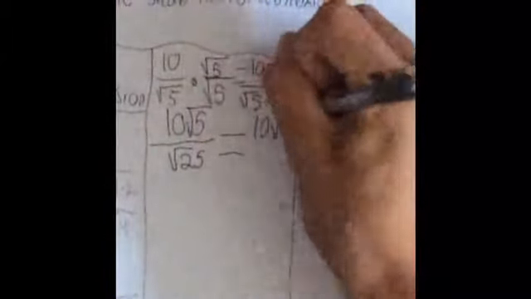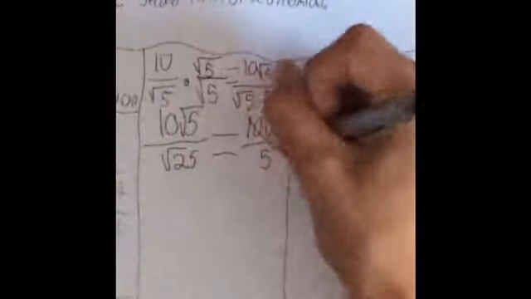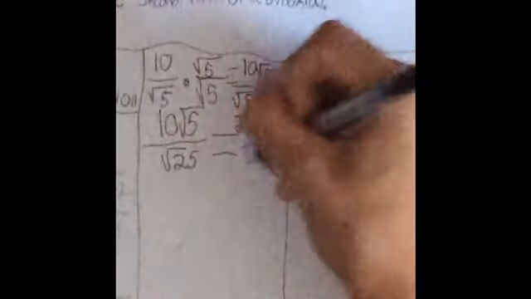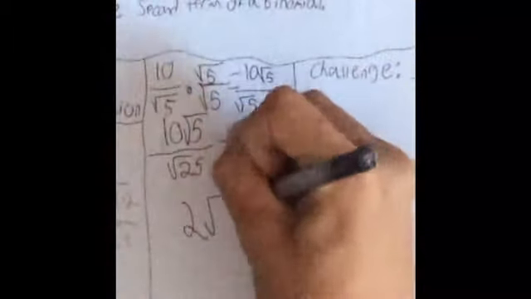Just like that. The rest of this problem is super easy. This is going to equal 10 rad 5 over, well, the square root of 25 is 5. So that's how we got that. And then we're just going to simplify this. You could cross that out, make that 1, make that 2. We could get rid of the 1. So our answer will be 2 rad 5. And that's all you have to do.